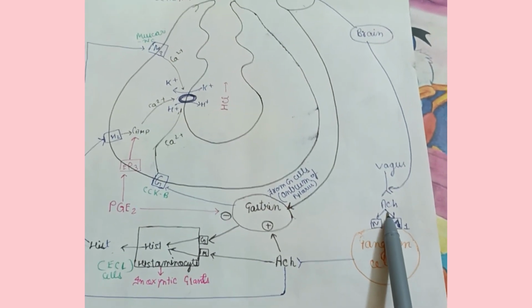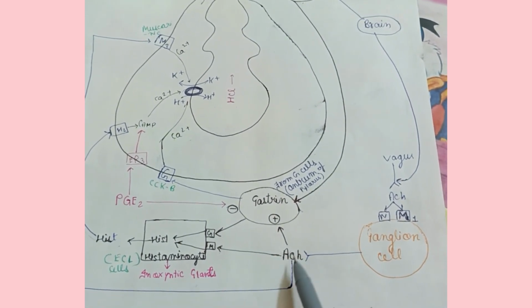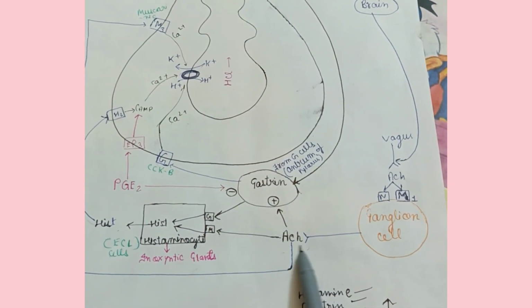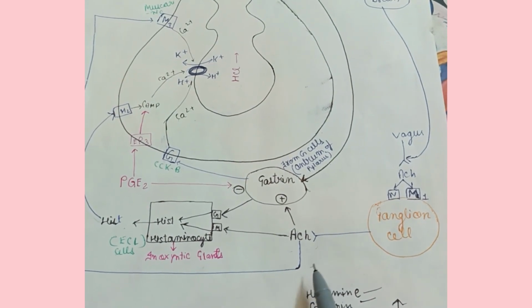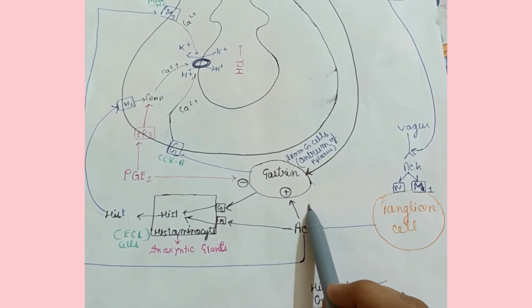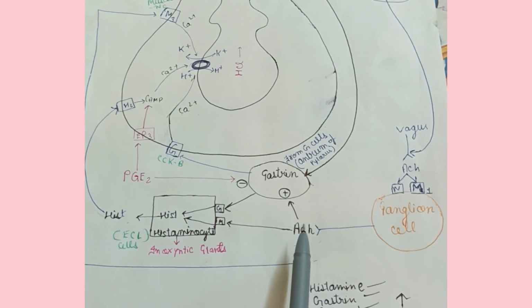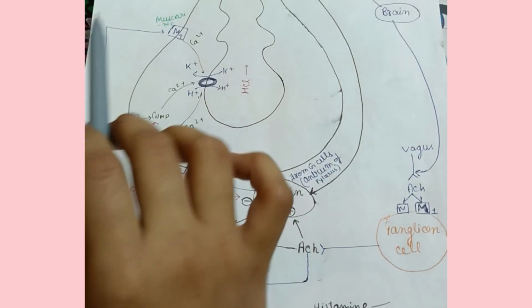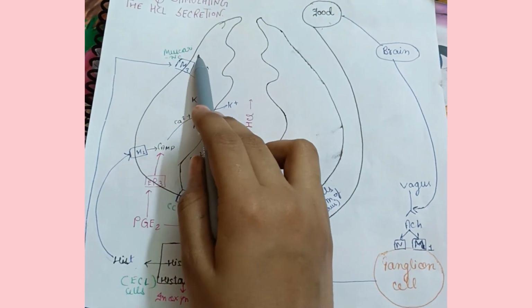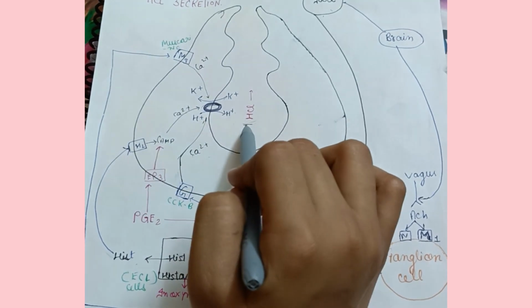Second, acetylcholine, which is secreted by the vagus nerve, also stimulates the production of HCl through parietal cells. This acetylcholine could also act in three ways. First, it could act on gastrin and stimulate its secretion, which in turn stimulates the secretion of HCl. Second, it could act directly on the parietal cells with the help of its receptor M3, which is a muscarinic receptor present on the parietal cells. Through this, it also increases the production of HCl.